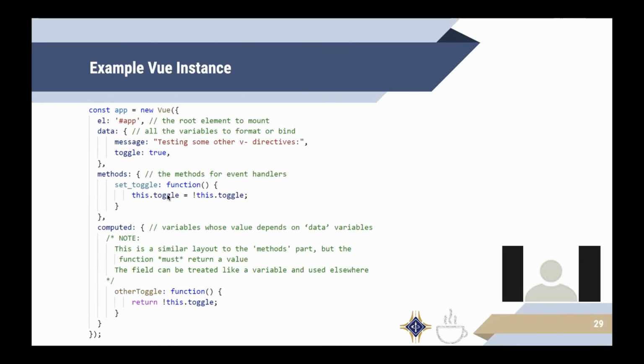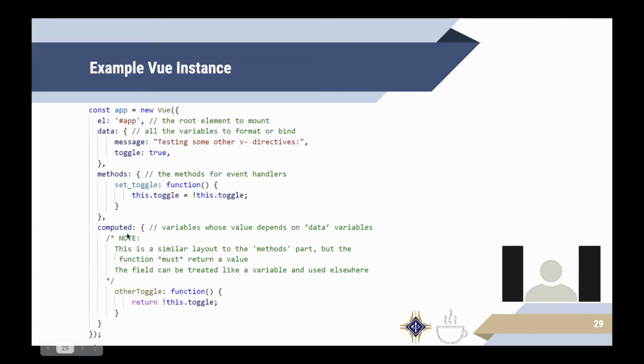The thing to note here is you need to use this to be able to set toggle's value. If you don't, then the JavaScript is going to be looking for the toggle variable within this function's scope. You need to be looking at the Vue instance scope, which is why you need to use the this keyword whenever you're accessing or setting the variable's value. And then computed, this is also for functions.